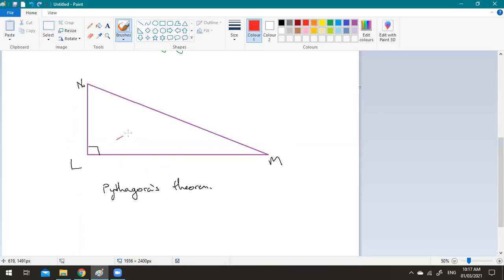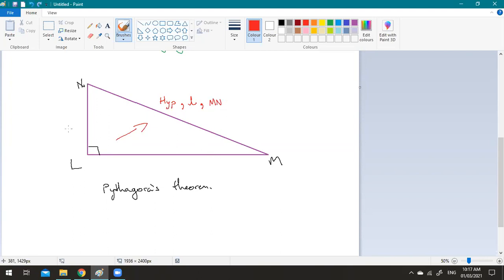What do we call this side? The hypotenuse. What else can we call this side? Come on, L. What else can we call this side? N and M, or MN, sorry, the other way around. MN.